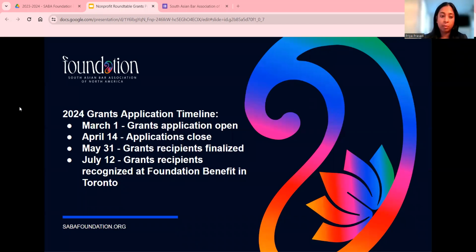So part of why we wanted to keep that firm deadline is you can see everything is really stacked. So that gives the committee about a month and a half to review the applications and get them finalized. And after that, July 12th, for those of you who are tracking, you may have this date already on the calendar. There's a foundation benefit that happens alongside the SABA North American Conference, which is happening in Toronto. So this year, the foundation benefit event is July 12th, and that's where grant recipients will be formally recognized.